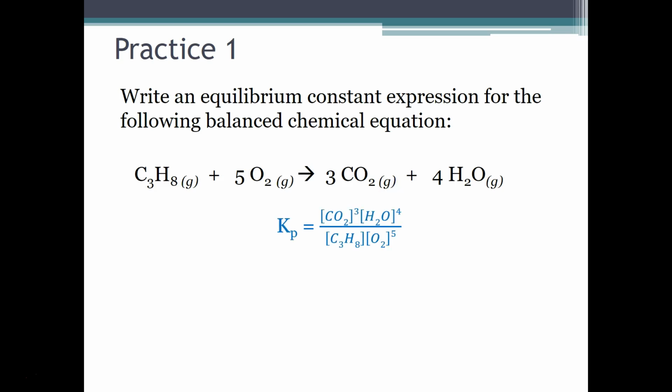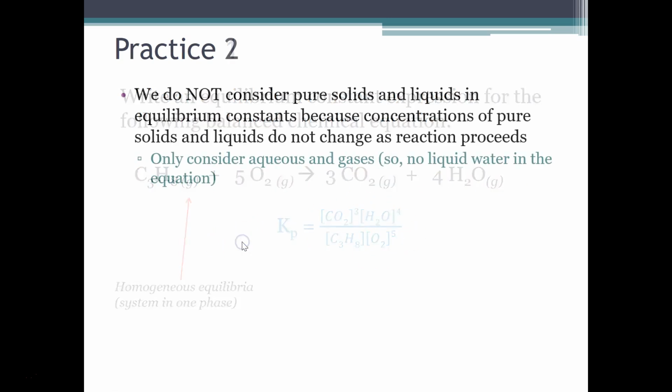Alright, so this time you see we have K sub P. Because we're talking about gases, this would be a K expression concerning pressure. And you see we have the pressure of carbon dioxide cubed times the pressure of gaseous water, or steam, raised to the fourth power, divided by the pressure of propane times the pressure of oxygen raised to the fifth. Pretty easy, right? Now this is an example of a homogeneous equilibria because all the species involved in the K expression are in one phase.